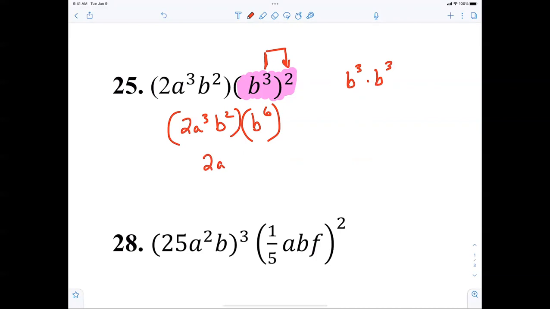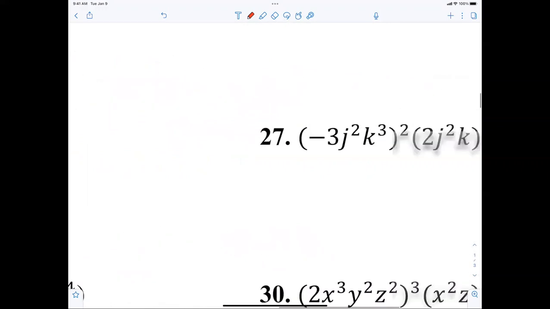2A, yes, and then 3, 8. You are awesome. That's it. Every little problem's a little bit different. All right, Avery, is that good now? Tell me. 27, here we go.